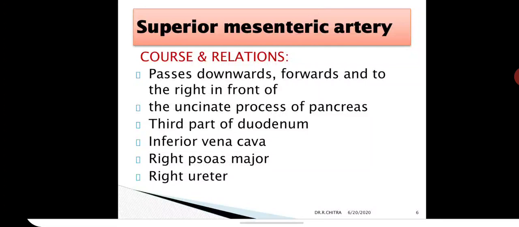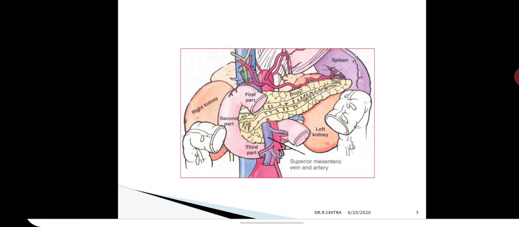The course passes downwards, forwards, and to the right in front of the uncinate process of pancreas. So the uncinate process of pancreas is related to superior mesenteric artery and vein. It was seen in the previous image. If you see the head of the pancreas and the projection of the pancreas below, it is called the uncinate process. It is related to superior mesenteric vessels, superior mesenteric artery and superior mesenteric vein. Vein is lateral and artery is medial in front of the uncinate process of the pancreas.